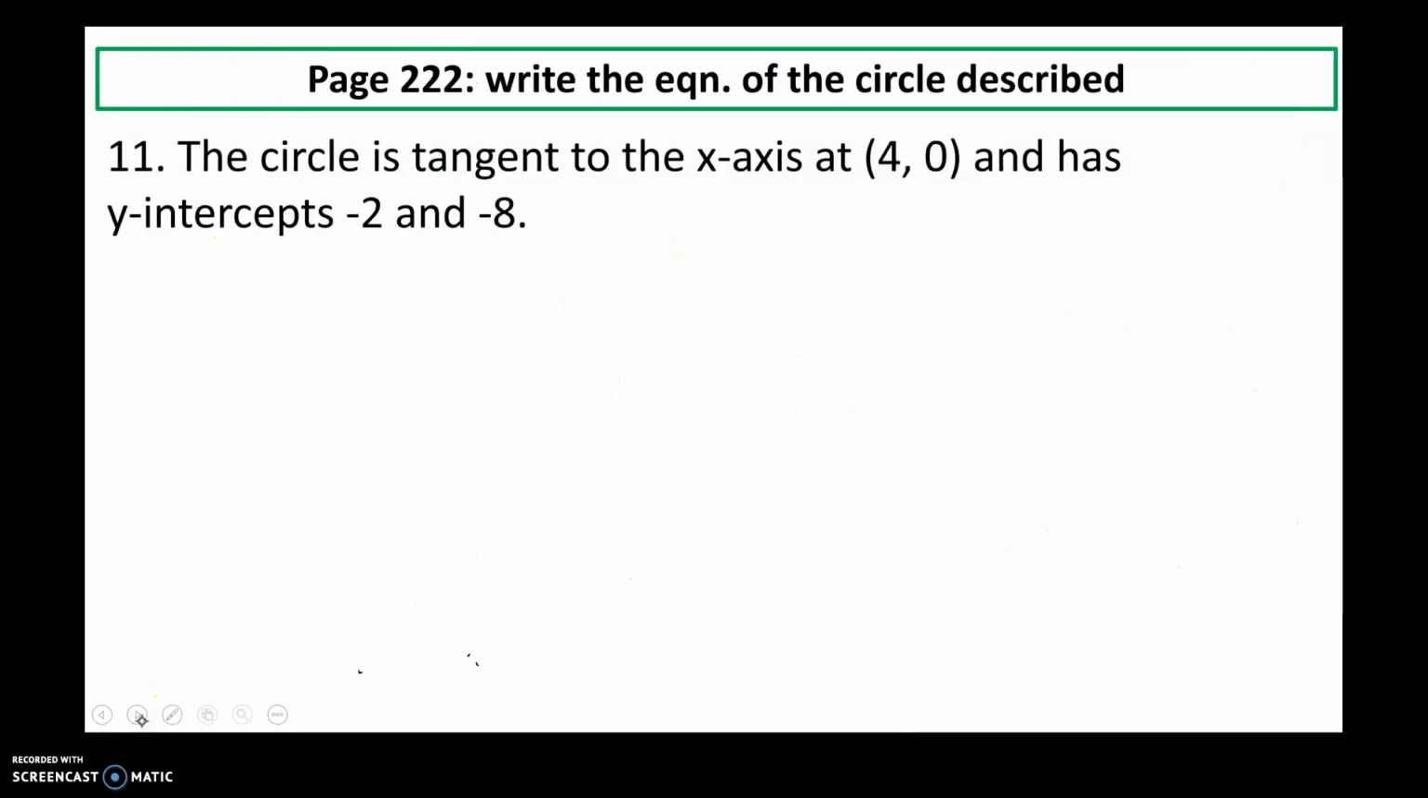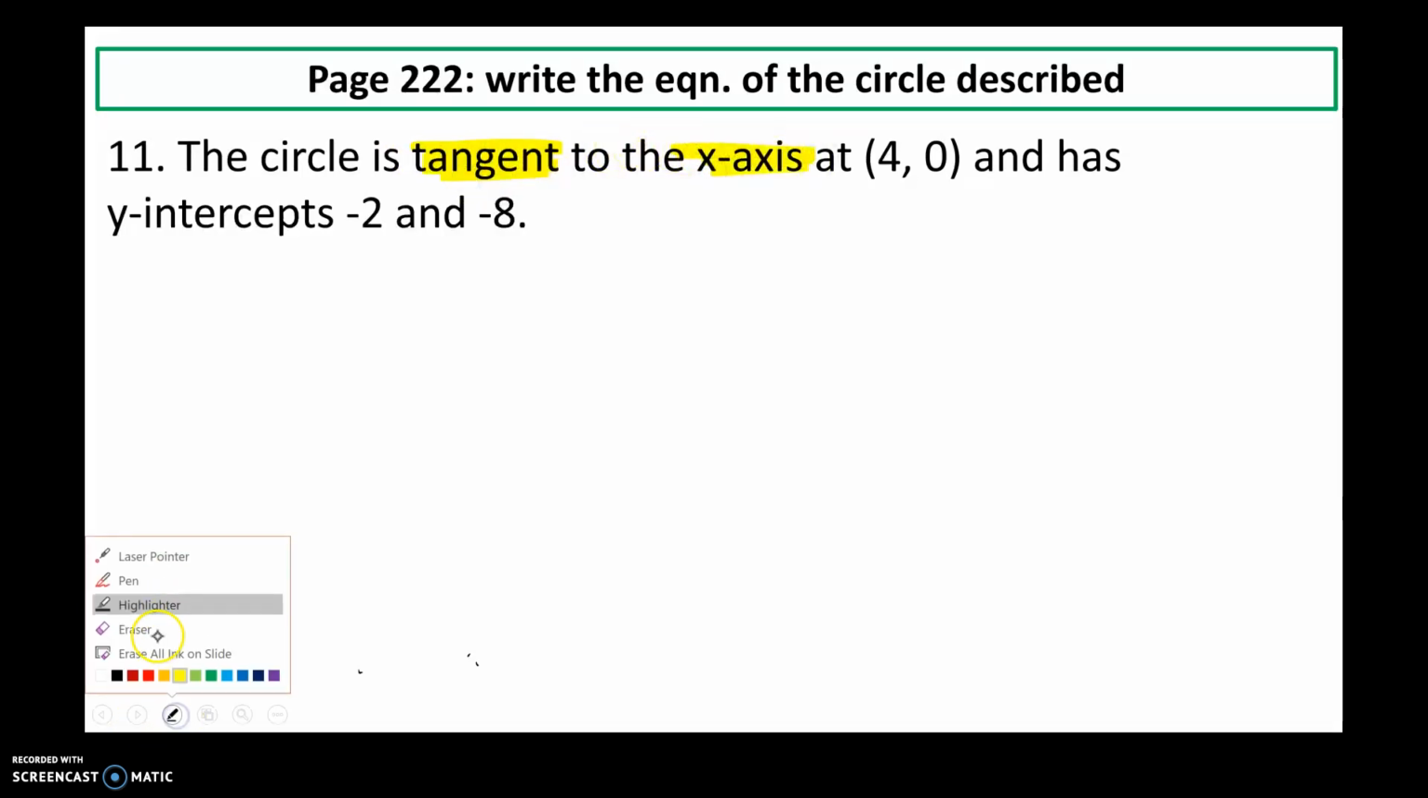So I don't need that. All right, now this is from page 222. This would have been assigned for homework the first day. You have a circle that's tangent to the x-axis at (4, 0), and it has the given y-intercepts. Okay, a tangent line. A tangent line is a line that intersects a function in exactly one point.